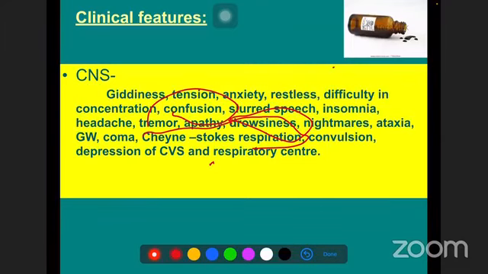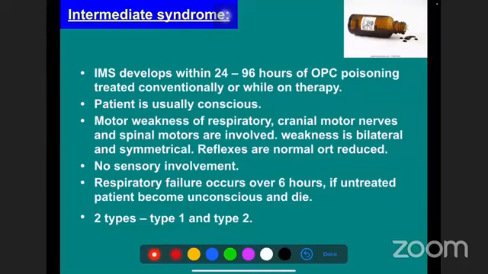And another thing which is very important to know is that some of the patients develop intermediate syndrome. Why is it called intermediate syndrome? First of all, there occurs cholinergic crisis. This is the first symptom. So the primary symptom is cholinergic crisis. There occurs increased muscarinic activity as well as increased nicotinic activities, which cause cholinergic crisis.